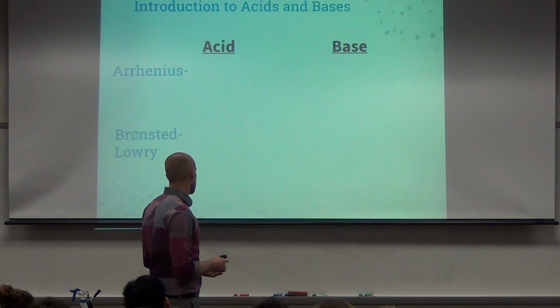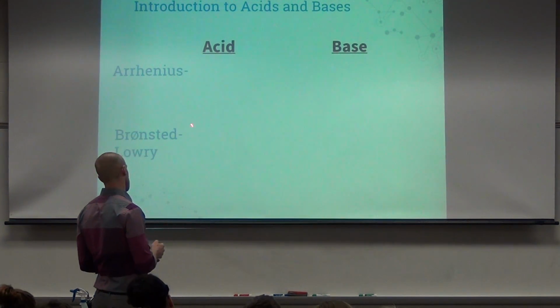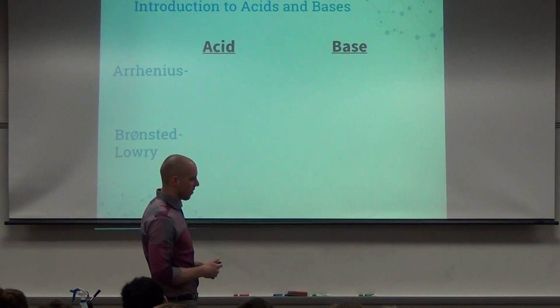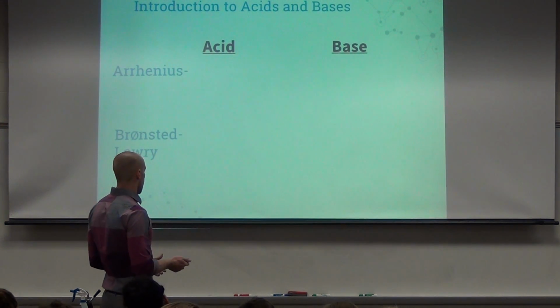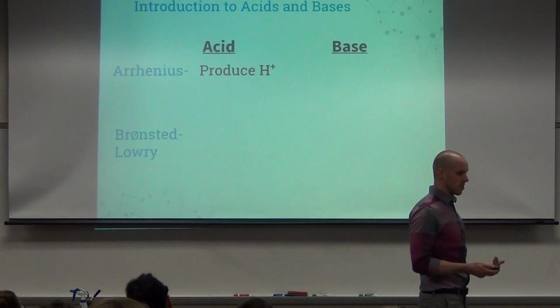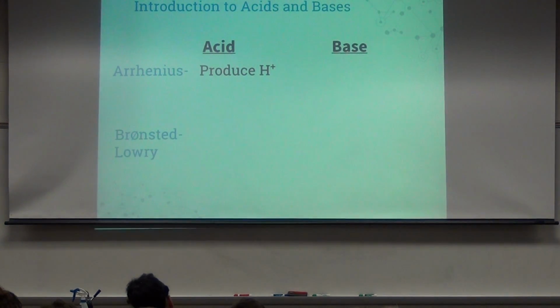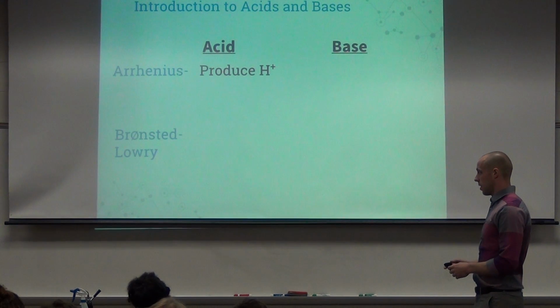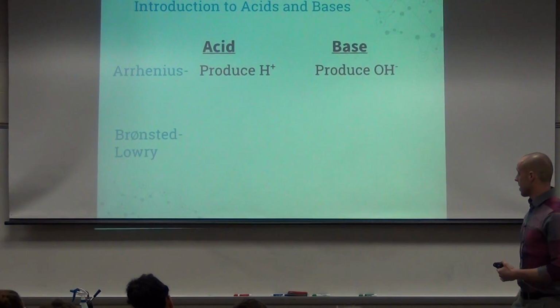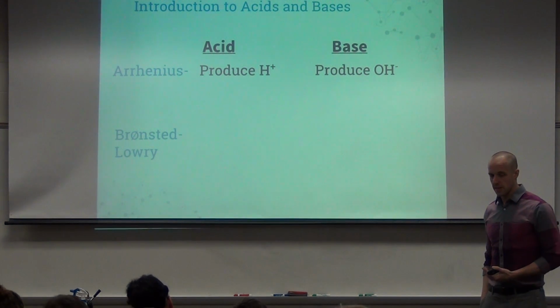We have a couple different definitions up here. The one that we're really going to use most of the time is this Bronsted-Lowry, but I'm going to give you an Arrhenius acid definition too. An Arrhenius acid is a little more specific. It's anything that produces H+. And what I mean by H+ is just a hydrogen ion, which essentially is just a proton. I'll show you that on the Bronsted-Lowry part in a second. And an Arrhenius base is anything that produces OH-.